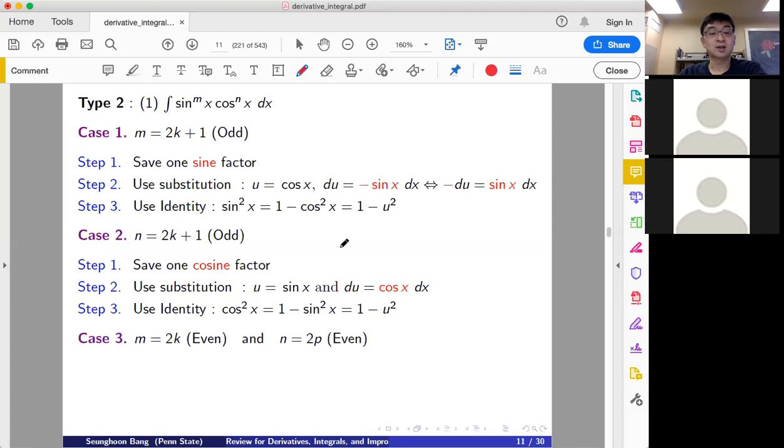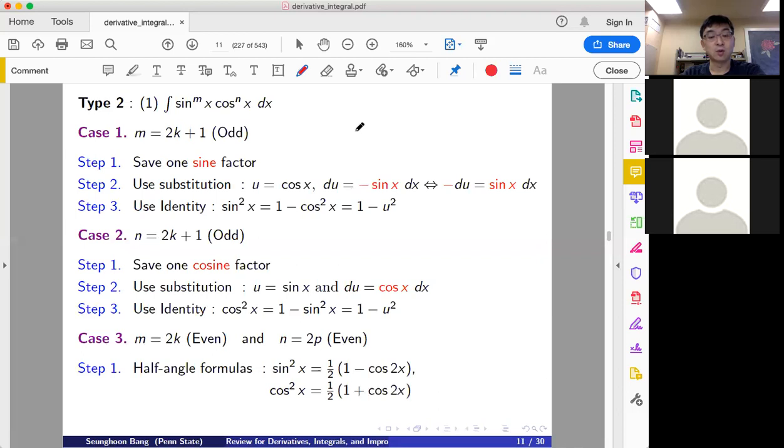The third case: power m is even and power n is even. All powers are even, so you can use the half angle formulas. What are the half angle formulas? Sine squared of x is 1 over 2 times 1 minus cosine 2x. Cosine squared of x is 1 over 2 times 1 plus cosine 2x. Step 2, you have to use this formula: the integral of cosine kx dx is 1 over k sine kx plus c. This is like a second type.